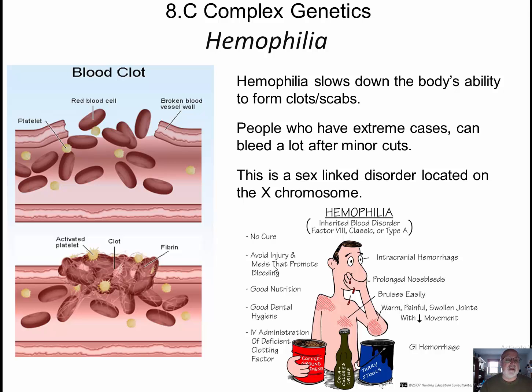I've actually donated platelets many times, which they do give to patients who have blood disorders. Good nutrition is really good for them. Good dental hygiene, so we don't get bleeding gums because that could be a problem. We have intracranial hemorrhaging if they get hit in the head, prolonged nosebleeds, bruises, painful swelling in their joints, and GI hemorrhaging. This means vomit with a coffee-ground appearance, urine that is cola colored, so it's really dark, probably because of blood, and very tarry stools.